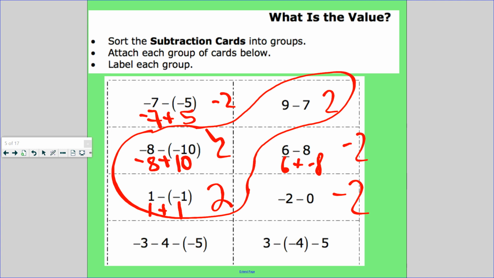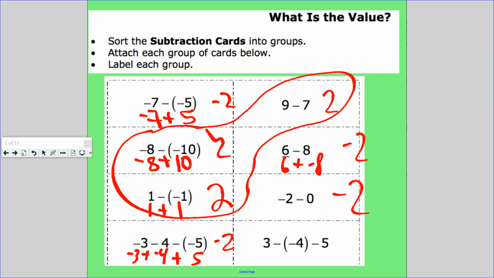So now we have to figure out which one it is. So -3. Subtract, add. The opposite of 4 is -4. So -3 plus -4 is -7. And you could also do add this, and then the opposite of -5 is 5. So -3 plus -4 is -7, plus 5 is -2. So we have 4 sets of -2.